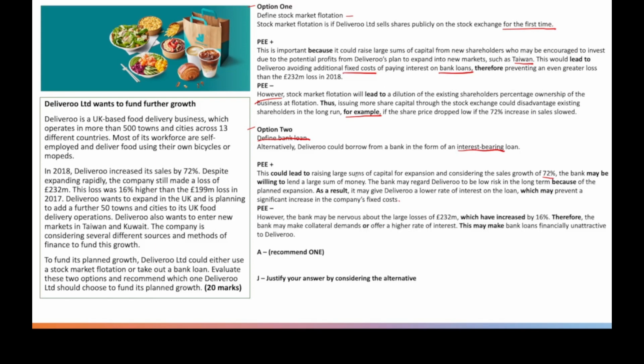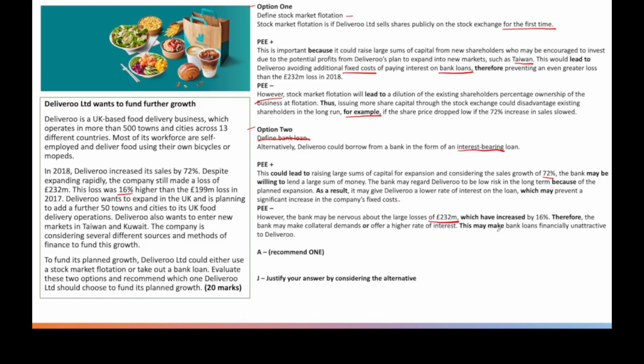P negative, however, the bank may be nervous about the large losses of. So I've not just said large losses, I've used the case study. Okay, now if I wanted to make this even better, I could have talked about the 16% higher, yeah, instead of just repeating the 232 million. Okay, but it's still context, which is obviously here, which have increased by 16%. Therefore, the bank may make collateral demands, they might ask for guarantees, or offer higher rates of interest. This may make bank loans financially unattractive to Deliveroo.